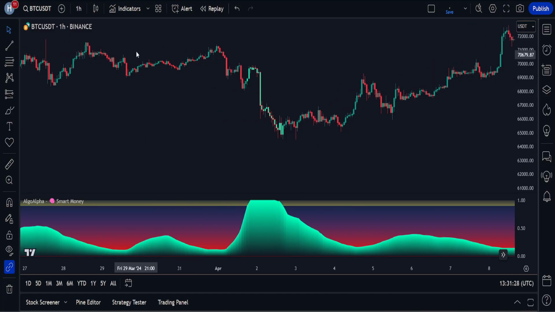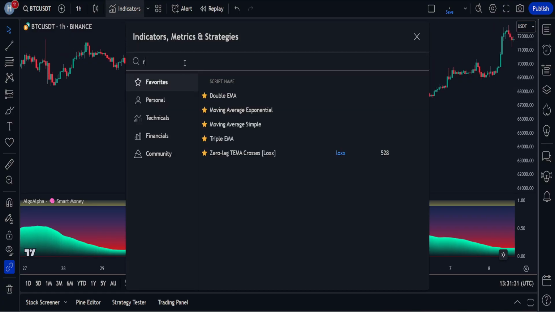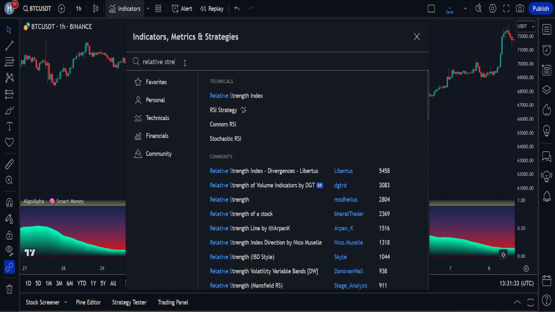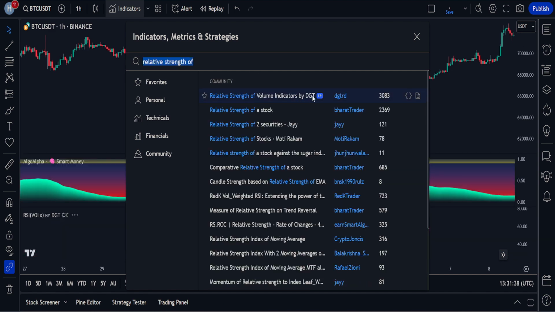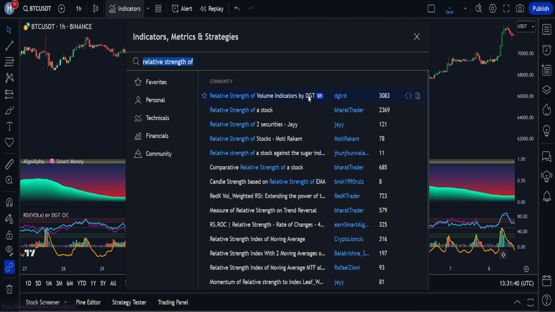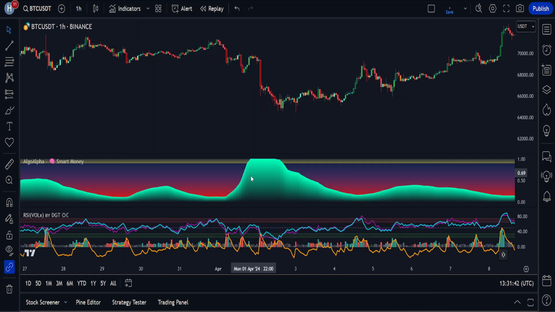So we will open the Indicators tab again. Here, we will search for Relative Strength of Volume Indicators by DGT. After that, we will add this one, which is created by DGT. So this is the indicator, and as you can see, it's added here below the chart. The bottom part of this indicator is a simple volume indicator, and in the upper part, we have RSI with a volume indicator.